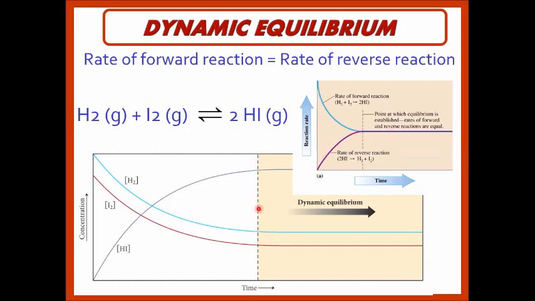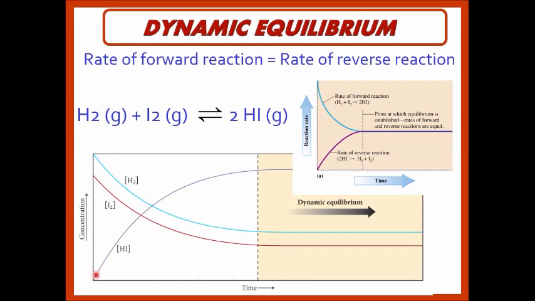Now once the system has reached this dynamic equilibrium, the concentrations of the reactants and products will remain constant. But we can see on the graph that this does not necessarily mean that the concentration of all reactant and product species are equal. But the reason that these remain constant is because the rate of the forward reaction is equal to the rate of the reverse reaction at equilibrium.